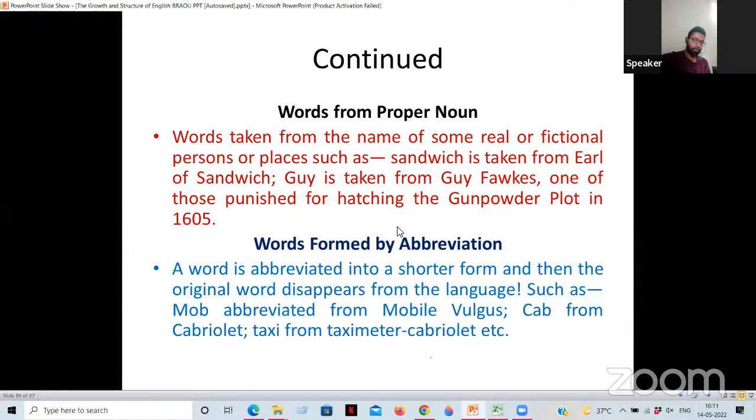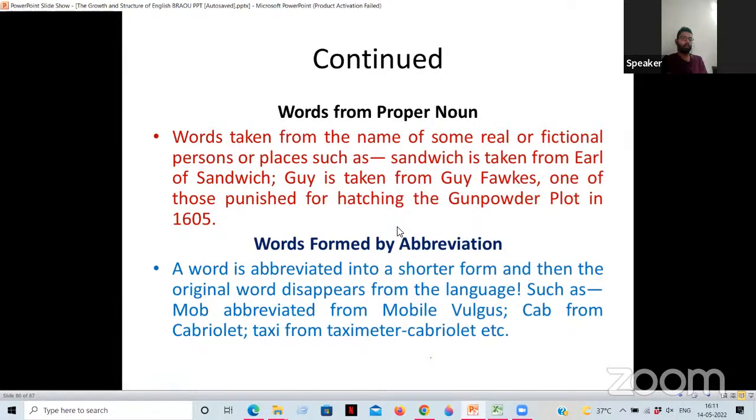Okay. The next one is words from proper nouns. Sometimes we create some new words from proper nouns. For example, see here, I have mentioned two words. One is sandwich, another one is guy. Sandwich is a form of food that we have, breads and sauce and other things. So this word sandwich actually came from the name of a place, Earl of Sandwich. Sandwich was the name of a place.